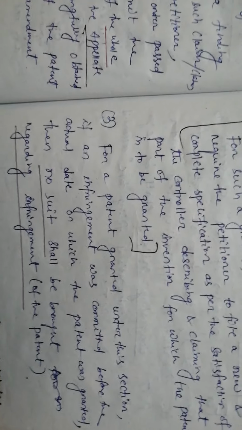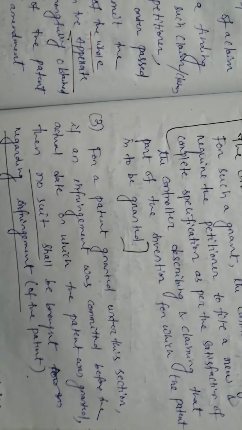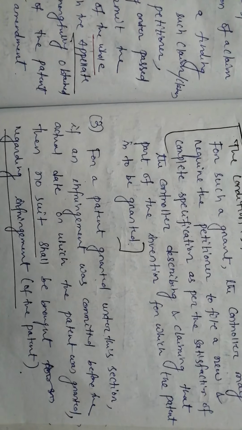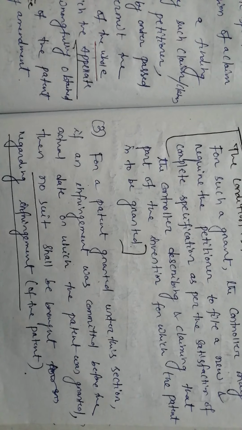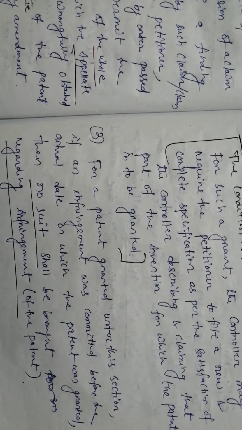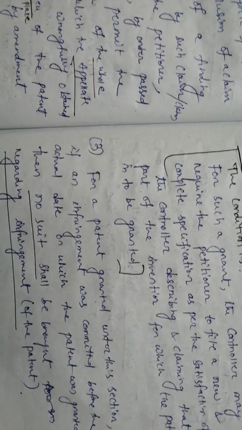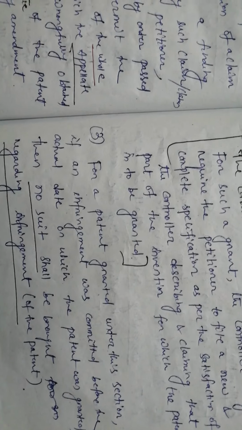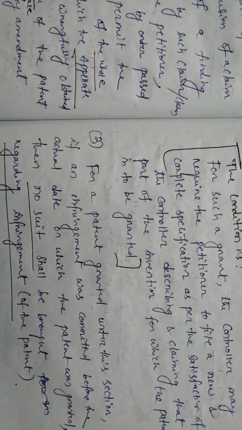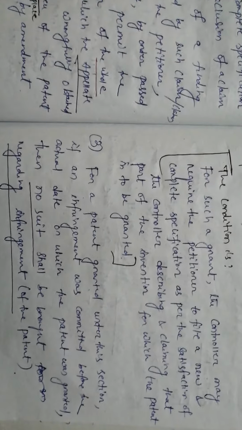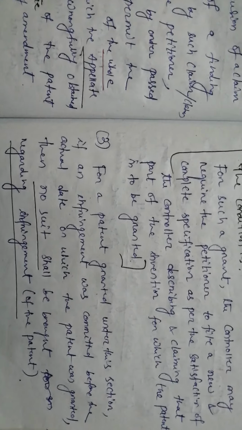Fine. Next, the third subsection says, for a patent granted under this section, that is section 52, if an infringement was committed before the actual date on which the patent was granted, that means the grant date, then no suit shall be brought regarding infringement of the patent. This also we have studied earlier, that before a patent is granted, no suit shall be brought regarding infringement in this case. So in this way, all the 3 subsections of section 52 are completed.